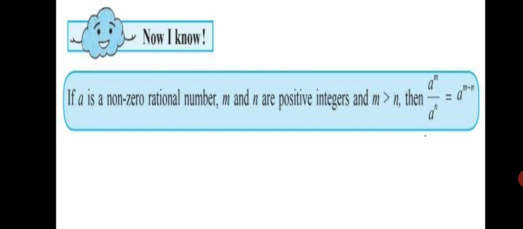Okay. For this, the base should be a non-zero rational number. m and n should be positive integers. And m should be greater than n. That means the first index should be greater than the second index. So if these rules are there, then we can solve the division of index with the same base.